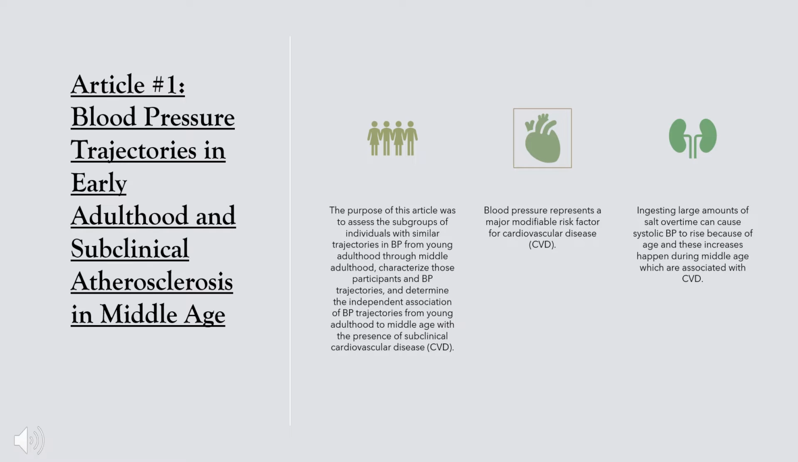The topic of my first article is blood pressure trajectories in early adulthood and subclinical atherosclerosis in middle age. The aim of this study is to identify subgroups of individuals with similar trajectories in BP from young adulthood through middle adulthood, characterize those participants, and determine the independent association of BP trajectories from young adulthood to middle age with the presence of subclinical cardiovascular disease. The larger the changes in BP, the greater the lifetime risk of having cardiovascular disease.